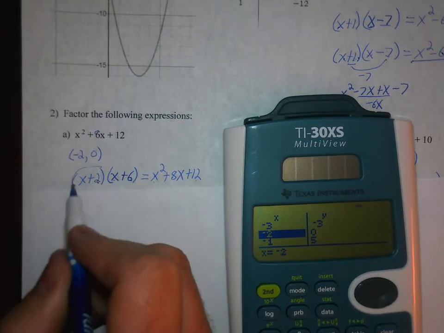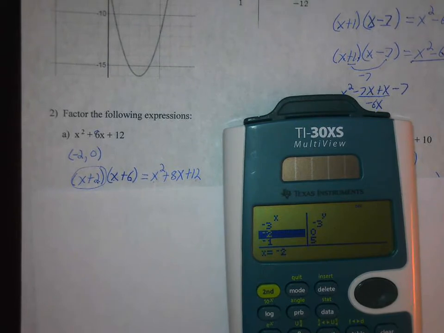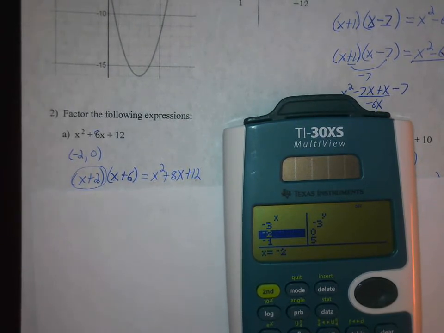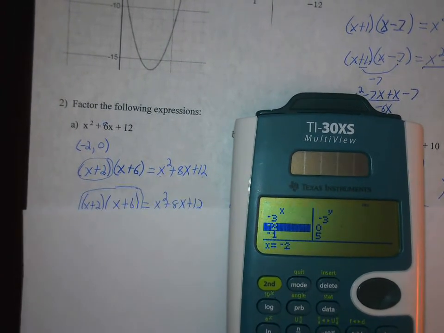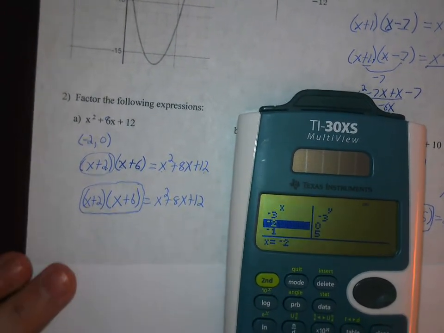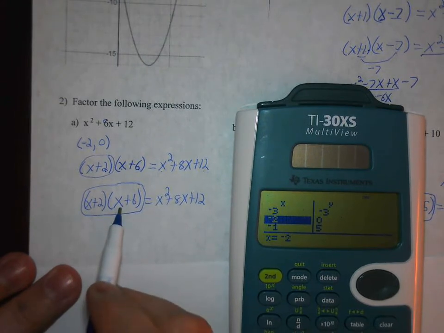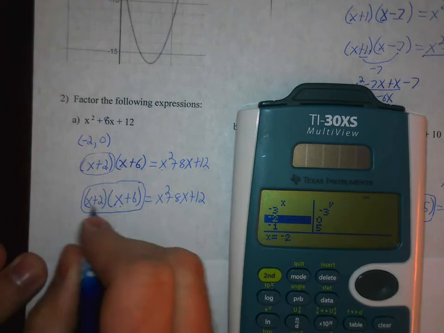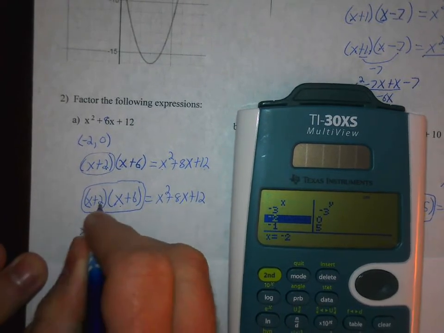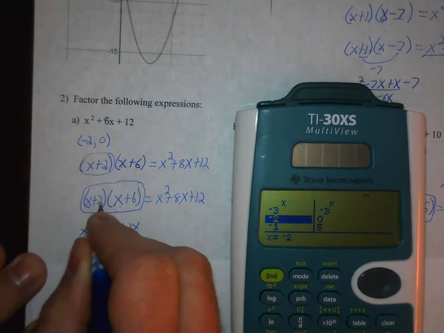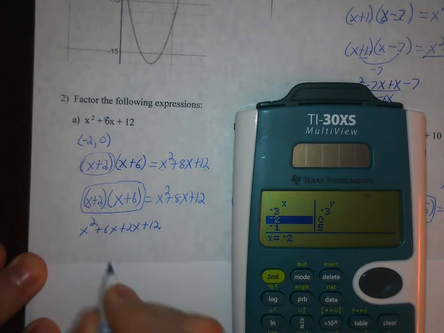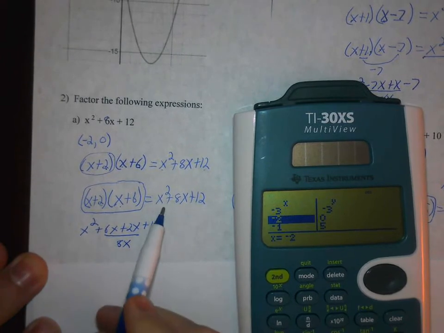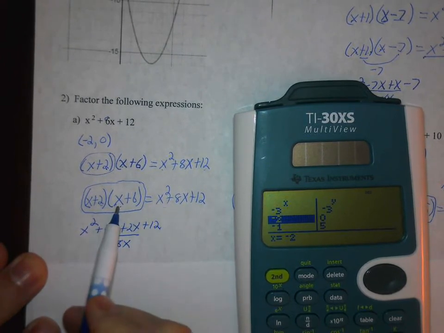And we know that x plus 2 has to be one of the factors, because negative 2 is an x-intercept. So it literally is that easy. Just to check it out, if you were to multiply that out, so FOIL it out, x times x is x squared, x times 6 is 6x, 2 times x is 2x, and then 2 times 6 is positive 12. Those middle two terms combine to 8x. So that's what we want for our polynomial, so we have the factored form here.